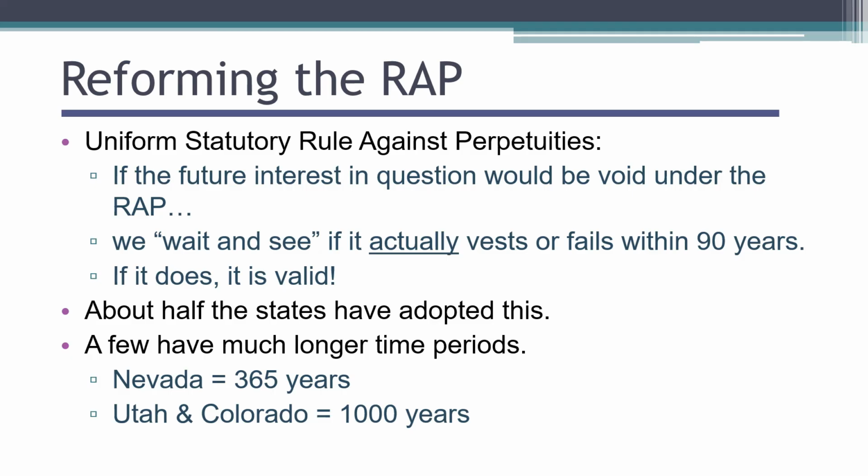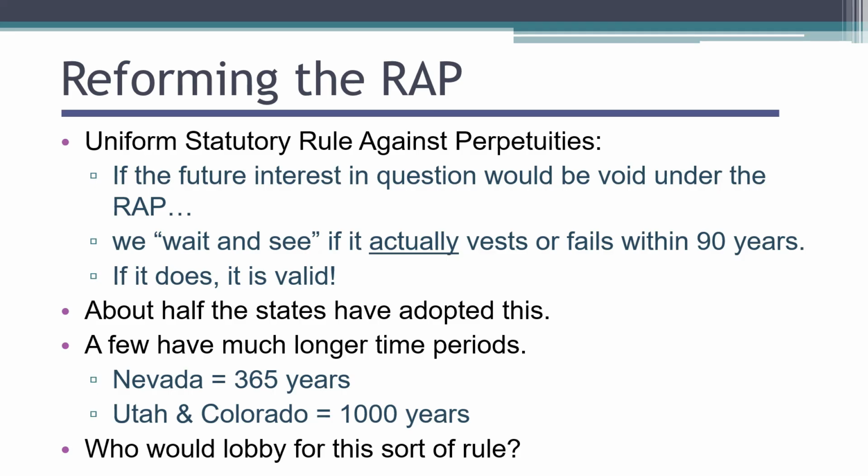I wonder where they got that. And Utah and Colorado both said 1,000 years. You'll notice that as a practical matter, when you put in a very long time period like that, you may as well simply repeal the rule against perpetuities. Those numbers don't make any sense or have any meaning as a practical matter.